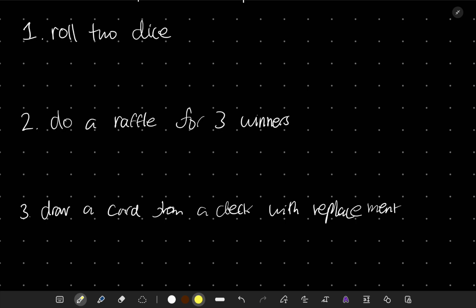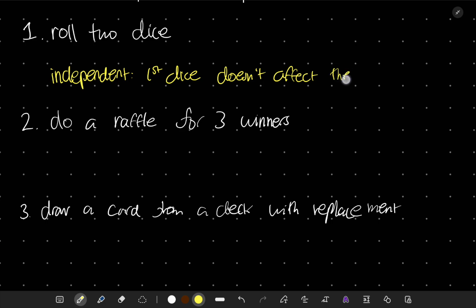Okay, let's go over this. So if I roll 2 dice, this is going to be an independent event, because the first dice doesn't affect the second. And that makes sense, right? When I roll a dice, usually in a game, it doesn't really affect the second one. It affects the sum, but it doesn't affect the actual second dice.